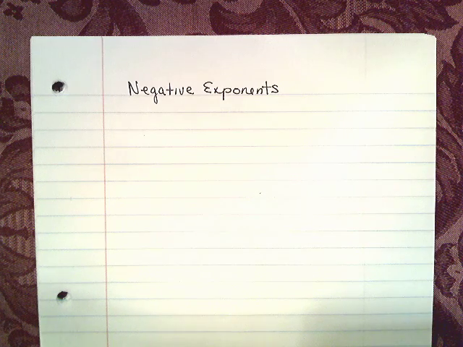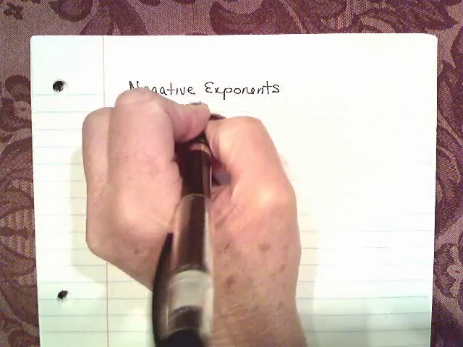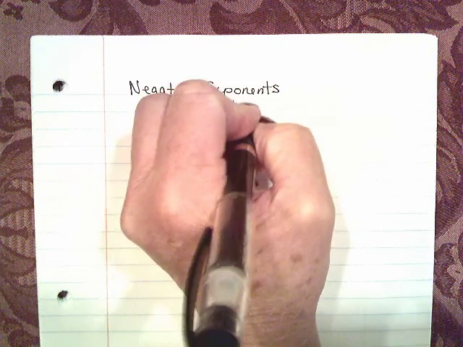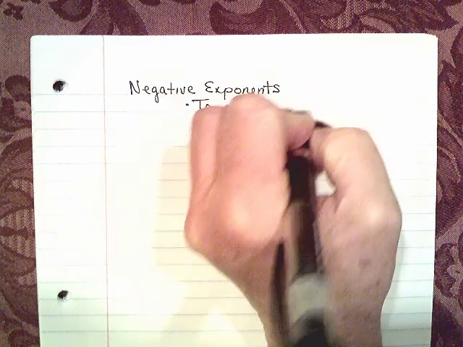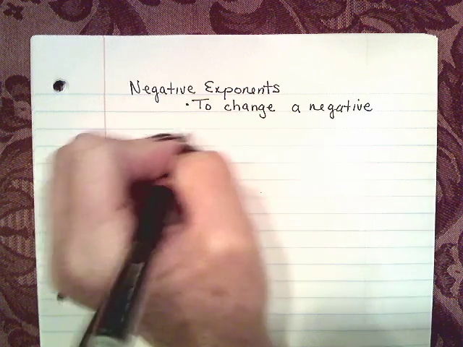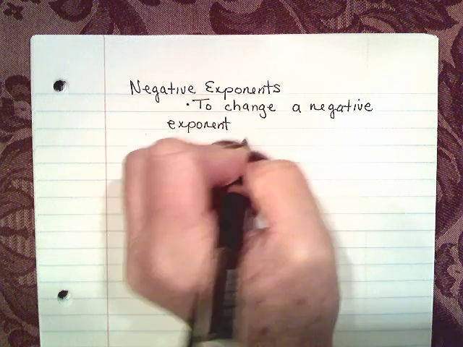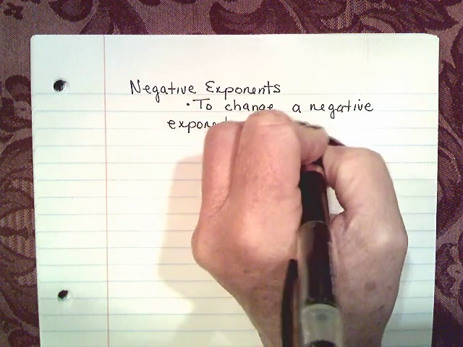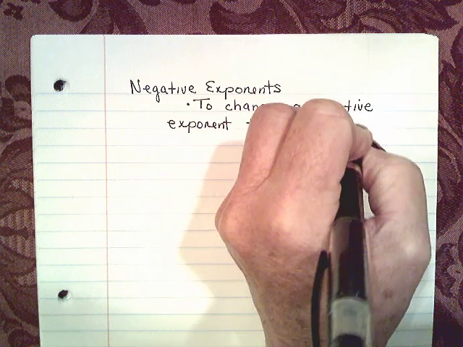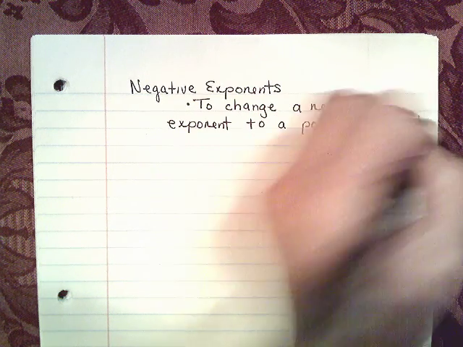Okay, now we're going to talk about negative exponents and base numbers that are raised to the zero power. So with negative exponents, you need to change a negative exponent to a positive exponent. You cannot operate with negative exponents.